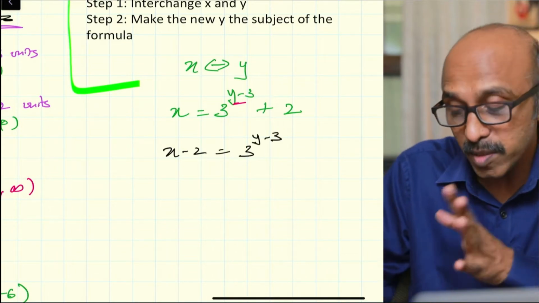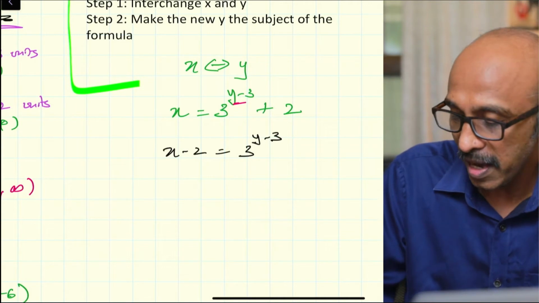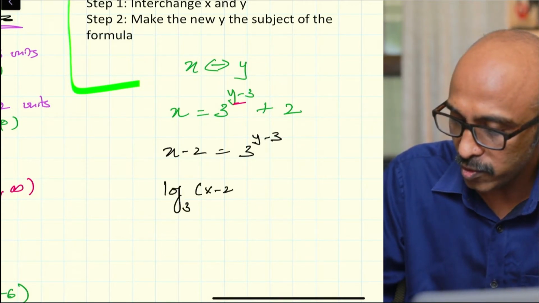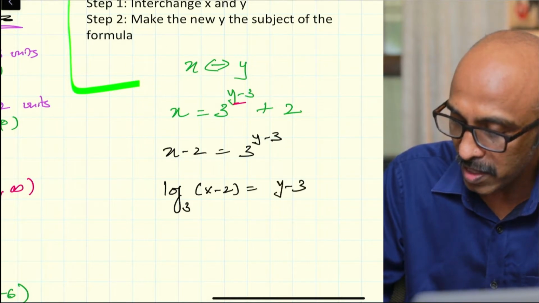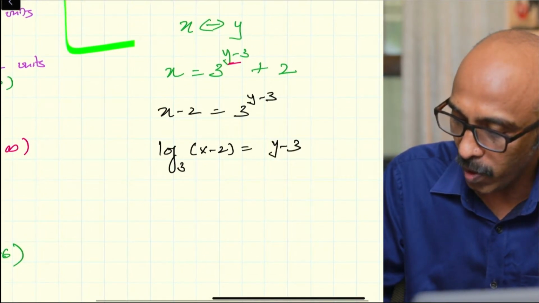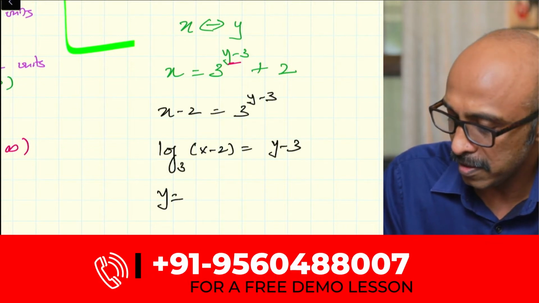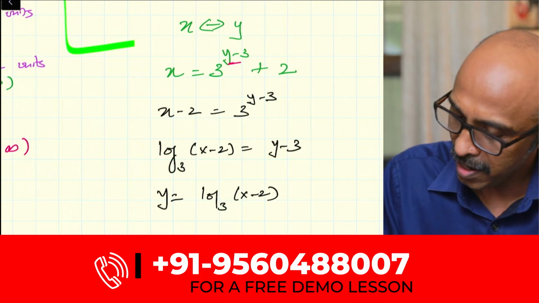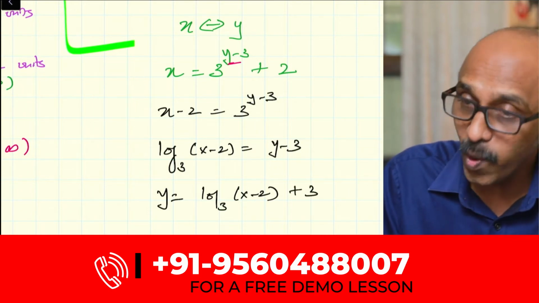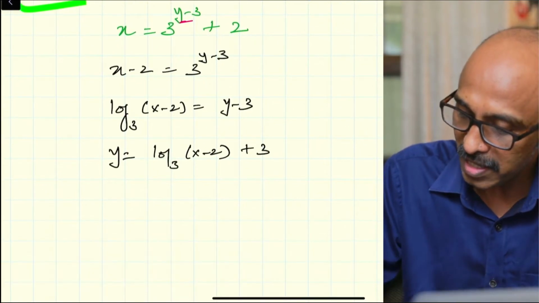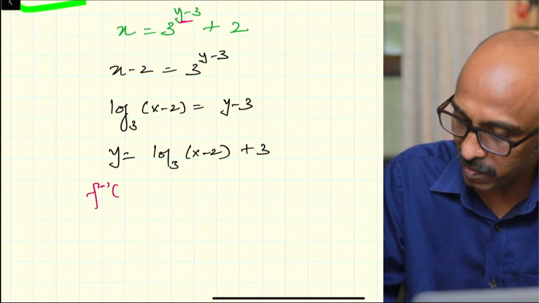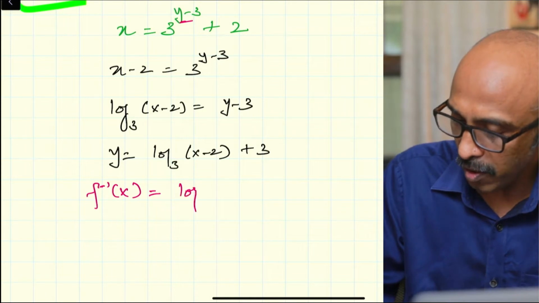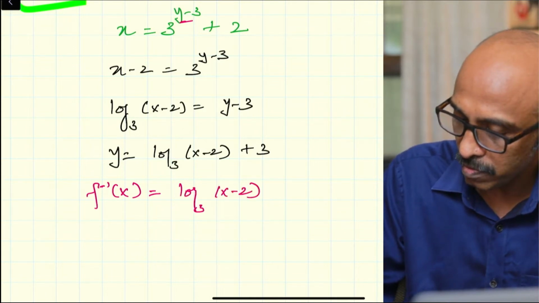Now from the exponential form, we can write it in log form and say that log to the base 3 of x minus 2 must be equal to y minus 3. The same thing can be written as y equals log base 3 of x minus 2, plus 3. This new y is the inverse of the function we were exploring. So the inverse can be written as log to the base 3 of x minus 2, plus 3.